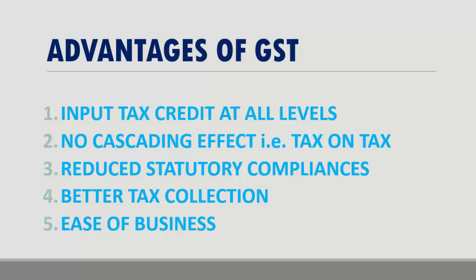Next, reduced statutory compliances. When we are registered under one tax instead of so many different taxes, automatically the compliances will be reduced. Number 4, better tax collection. As the center and state will have their own powers, their revenue will be generated multiple times and for both of them. Next, it facilitates the ease of doing business also.